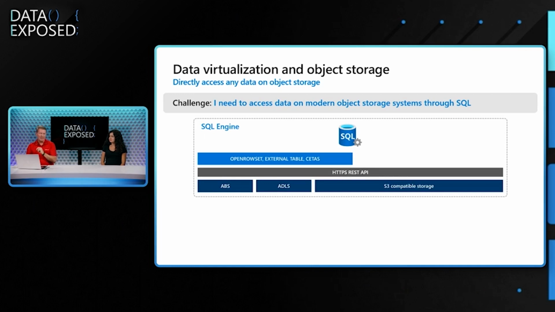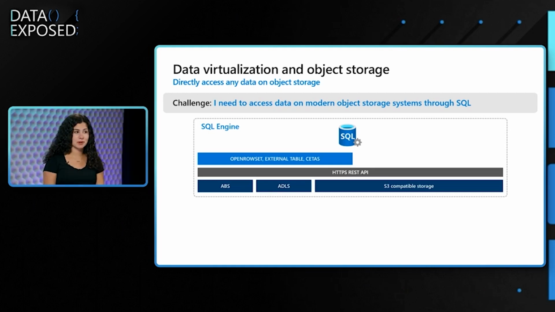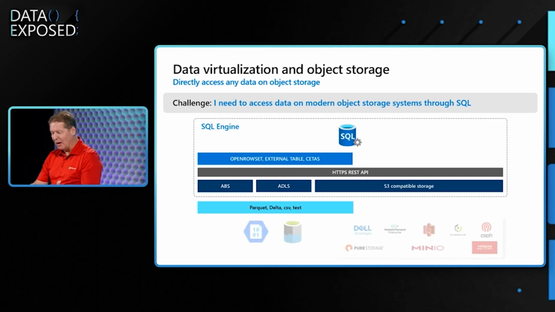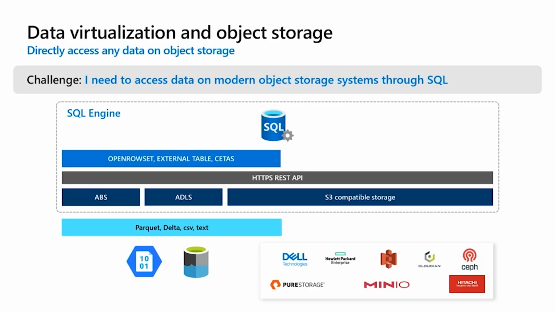We're now using REST APIs in the engine instead of PolyBase services to support Azure Blob Storage, Azure Data Lake Storage, and S3 compatible storage. What that lights up is the ability to support Parquet and Delta natively, which a lot of people use in data lakes. Look at all the different providers out here for S3. It's not just Amazon S3, it's all the different people that support the S3 compatible storage protocol.